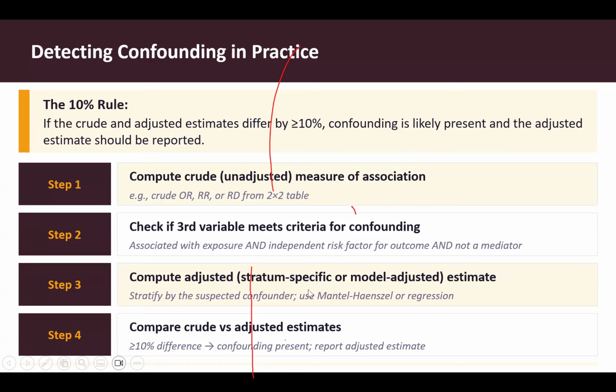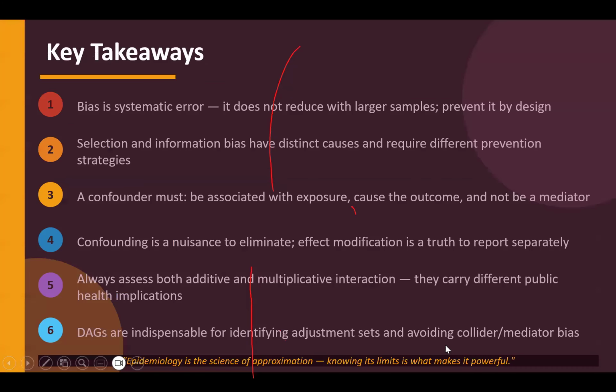Then compute the adjusted, stratum-specific or model-adjusted estimate. This is done through regression or using software for analysis. Then compare crude versus adjusted estimates. If the difference is more than 10%, confounding is present and the adjusted estimate should be reported. So these are the key takeaways.